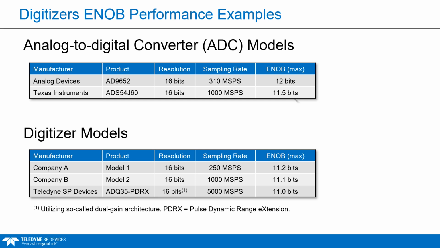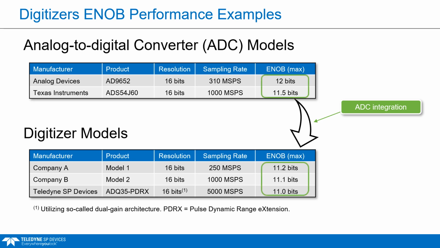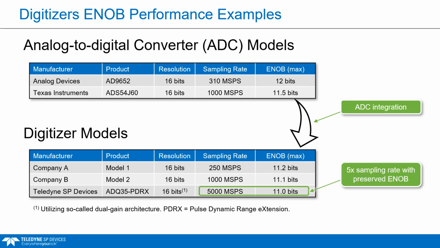When the ADCs are integrated in the digitizers, additional electronics, such as the analog front end of the digitizer, may introduce additional ENOB degradation, although typically not very significant. In this example, the degradation is about 0.5 bits for the digitizers relative to the utilized ADCs. However, please also recall that ENOB is reduced with increasing sampling rate, and here the ADQ35 PDRX stands out against competition, since it offers 5 times higher sampling rate or more with preserved ENOB.